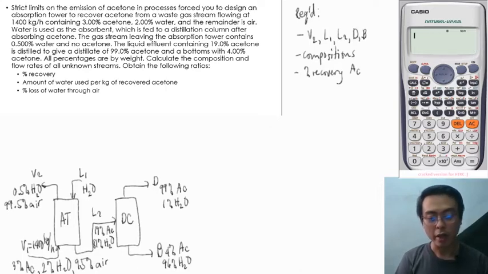The amount of water being used is L1 because that is our absorbent. And the recovered acetone is in the distillate because if you take a look at the distillation column, the one with the highest concentration of acetone is our main product, and the other one is just a waste or a byproduct. Therefore, the amount of recovered acetone would be the amount of acetone in distillate. Let's use asterisks here. And then the last one, percent loss of water through air.